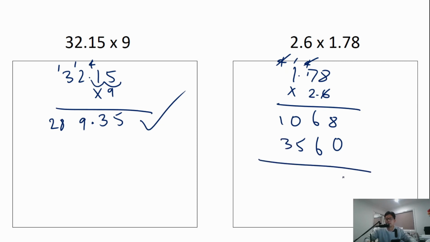Now add them together. 8 plus 0 is 8. 6 plus 6 is 12. 5 plus 0 plus 1 is 6. 3 plus 1 gives us 4.